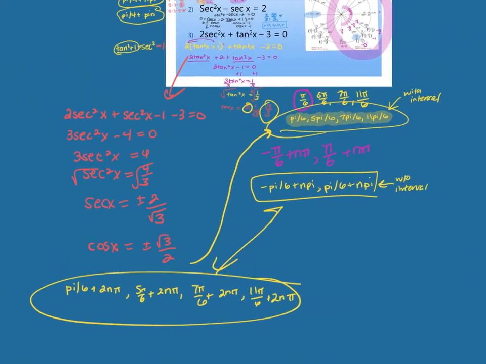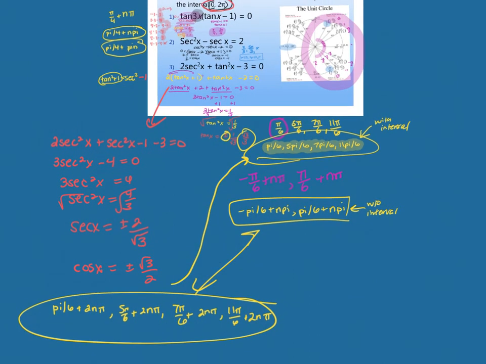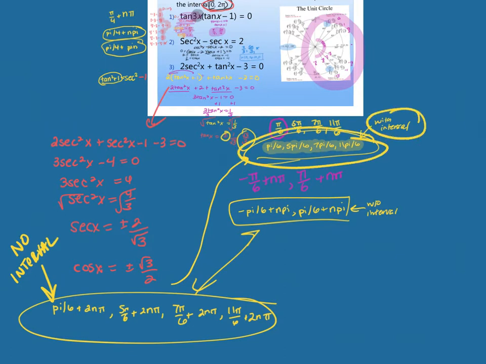So that's just if we would write it with the 2n pi, if it wasn't asking for the interval of 0 to 2 pi. Right? No interval, yeah. And then this is with interval.